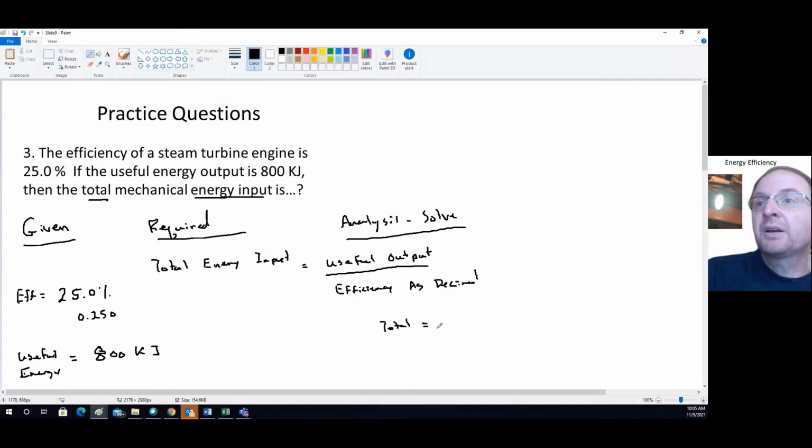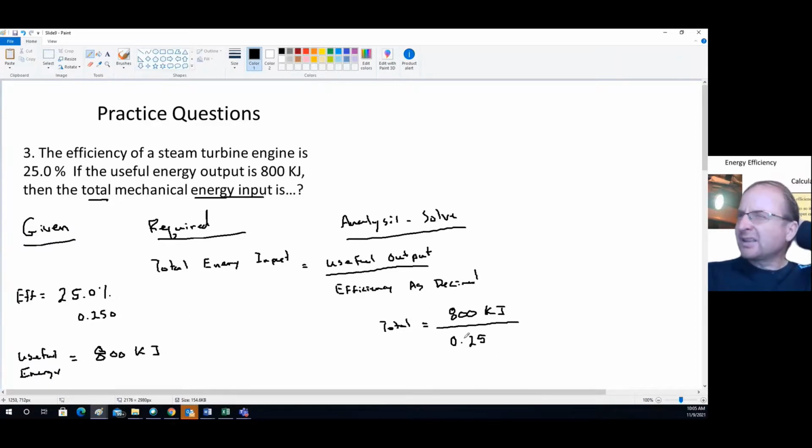Well, let's solve for our total. Just use the formula. Take our useful, 800 kilojoules of useful energy, divide that by 0.25. And ultimately, the answer has got to be bigger than 800 is what we want to make sure we're telling ourselves if we end up with the right answer. So hit clear, 800 divided by 0.25. Oh, yeah, makes sense. Big number.